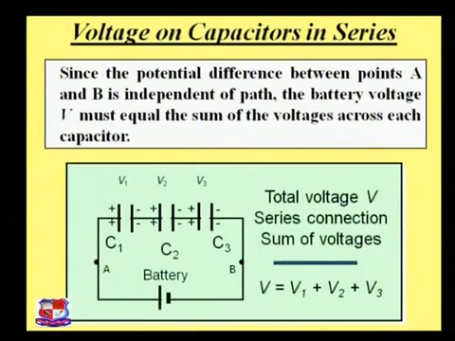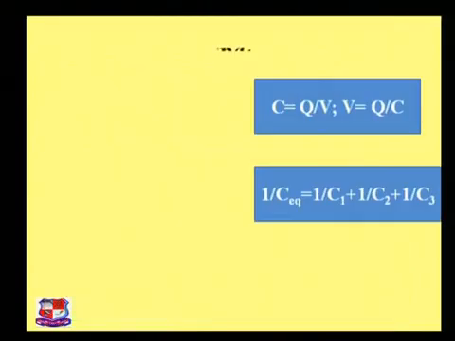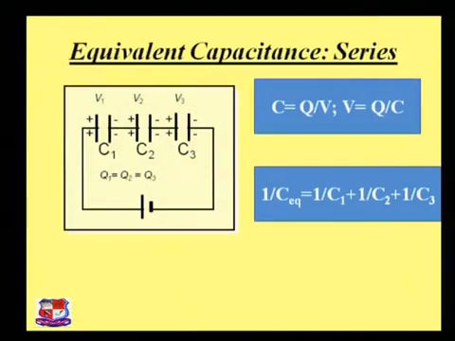The overall electrical charge is the same throughout the capacitors, but the overall voltage is never the same. It is the summation of all the voltages. Now this is the equivalent capacitor circuit. You can see that Q equals Q1 equals Qt, and Q2 equals Q3.